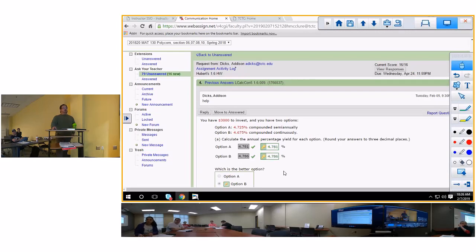Okay, it says you have $3,000 to invest, and you have two options. Compounded what? N is equal to 2. Compounded continuously. A is equal to Pert.